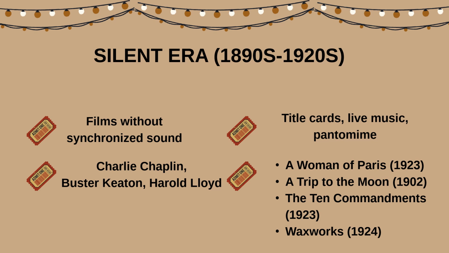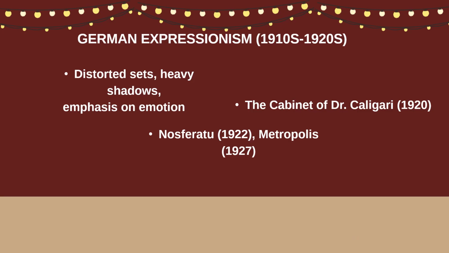Instead of sound, title cards, live music, pantomime were used to display dialogue or to indicate something to deliver. A Woman of Paris, which was released during the year 1923, A Trip to the Moon, which was released in 1902, The Ten Commandments, which was released during 1923, Wax Works, which was released in 1924, were the famous silent era movies.